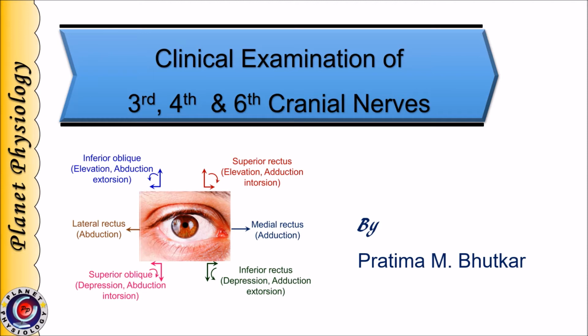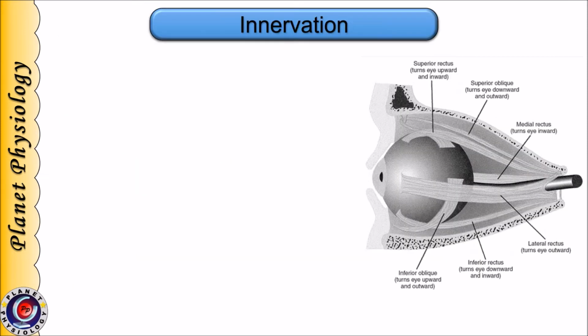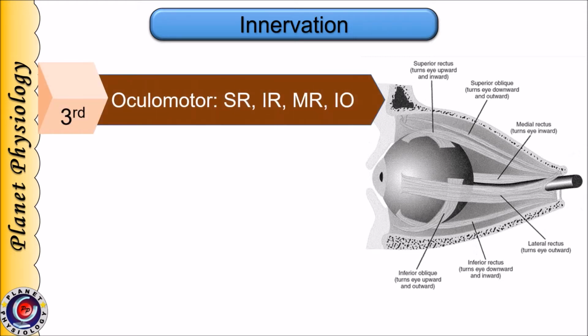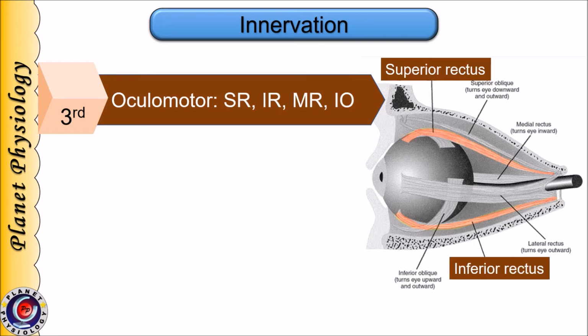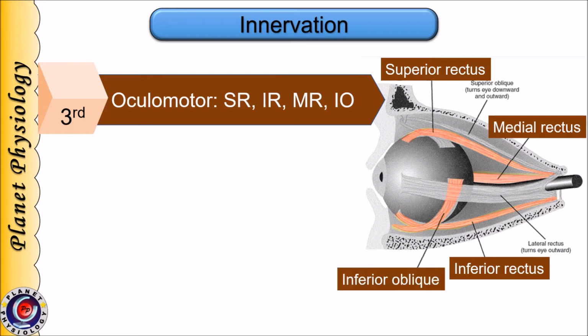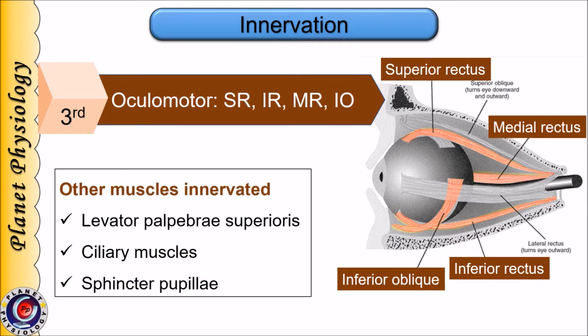Today we shall study how to examine 3rd, 4th and 6th cranial nerves. Before we start, let us revise quickly the muscles innervated by these nerves. 3rd cranial nerve is oculomotor nerve and it innervates superior rectus, inferior rectus, medial rectus and inferior oblique muscles of the eye. Apart from these 4 muscles, oculomotor nerve also innervates levator palpebrae superioris, which causes elevation of upper eyelid.